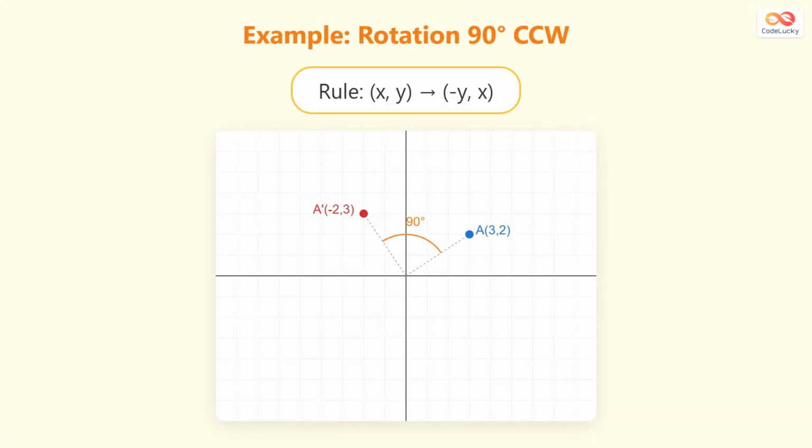Let's try a specific example. If we rotate a point 90 degrees counterclockwise, there is a handy rule. The coordinates (x, y) become (-y, x), so the point (3, 2) becomes (-2, 3).